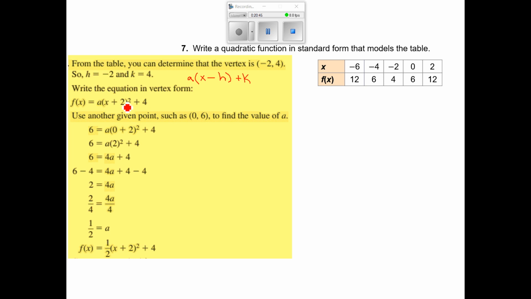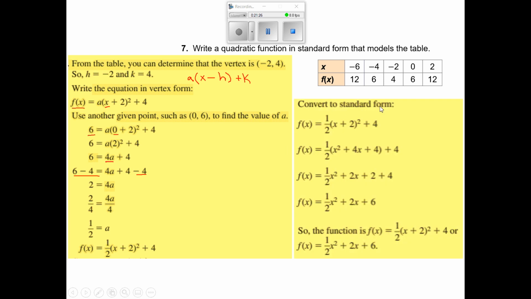Once I've done that, it says I can go ahead and look for where X is 0, and it's 6. So I'm going to replace X with 0. So my formula, X is now 0. And f of X, which is Y, will equal 6. And then I'll solve it. 2 plus 0 is 2. 2 squared is 4. 4 times A is 4A. And now I have 4A plus 4. I'm going to subtract 4 from both sides to combine my like terms. That's going to give me 2 equals 4A. Then I'm going to divide by 4 on both sides, and A is going to equal 1/2. So my formula would be 1/2 times (X plus 2) squared plus 4.